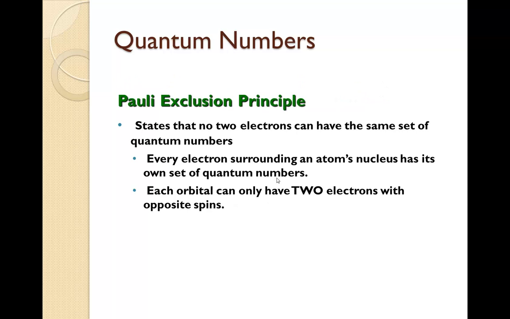The Pauli exclusion principle indicates that no two electrons can have the same set of quantum numbers. So every electron surrounding the atom's nucleus has its own set of quantum numbers. And this next point is extremely important. Each orbital can only have a maximum of 2 electrons with opposite spins. So in other words, one's going in one direction, the other one's going the other. And that's why when we're doing electron configurations, you can only put 2 electrons in the s orbital. And we'll go over that in a little bit in more detail.